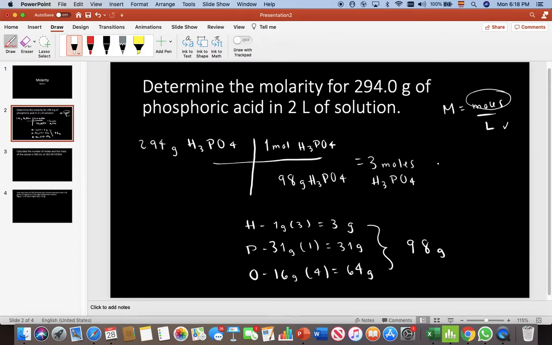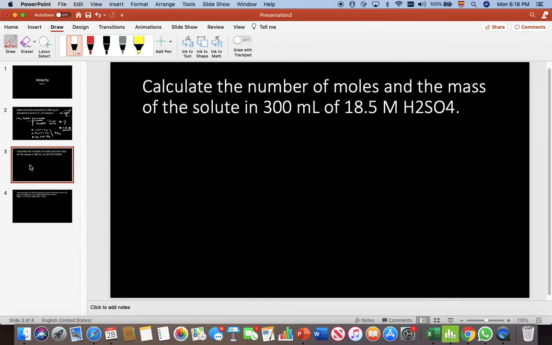So now we have our moles, right? To calculate our molarity, we would just do our 3 moles over our liters. So we would do 3 over 2, that gives you 1.5. So we have 1.5 molar. And this would be your answer, guys. Perfect. Now going into the next problem.